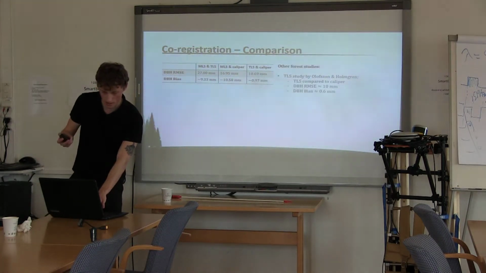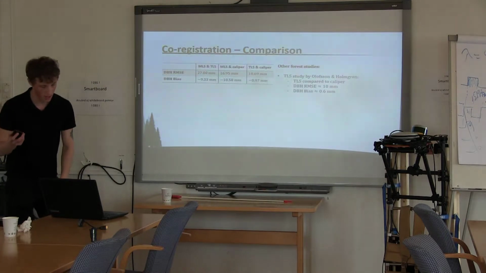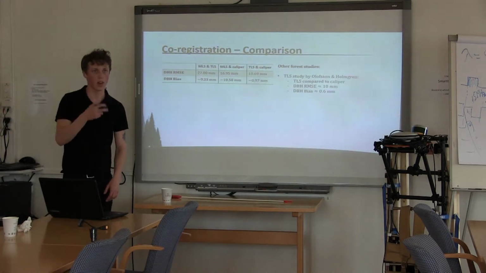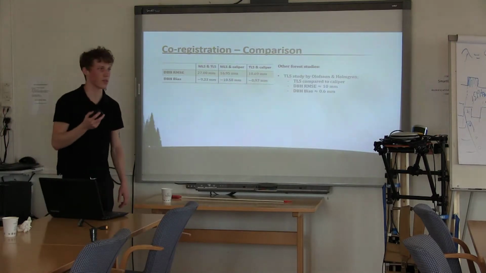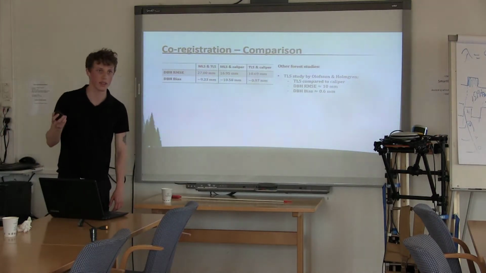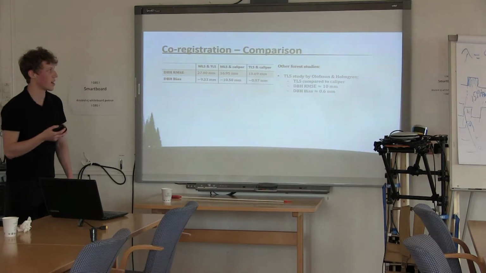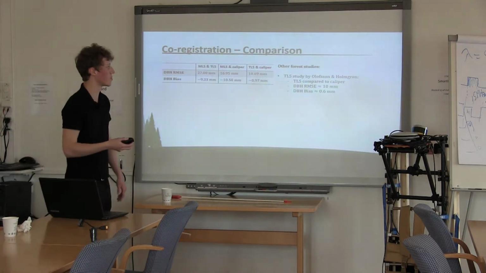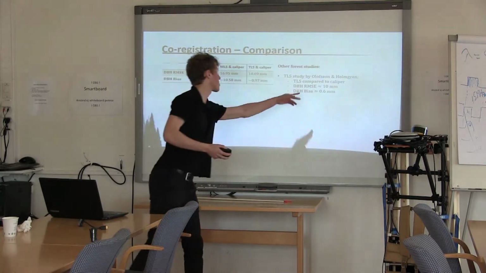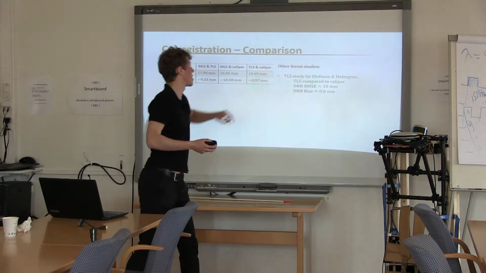We also compare this to other forest studies. We see that one TLS study by Johan Holmgren and Kenneth Olofsson, they did a TLS study in forests where they compared TLS to caliper, and they obtained these DBH RMSE and bias. We see that these actually correspond very nicely to these for the TLS. So that's nice.